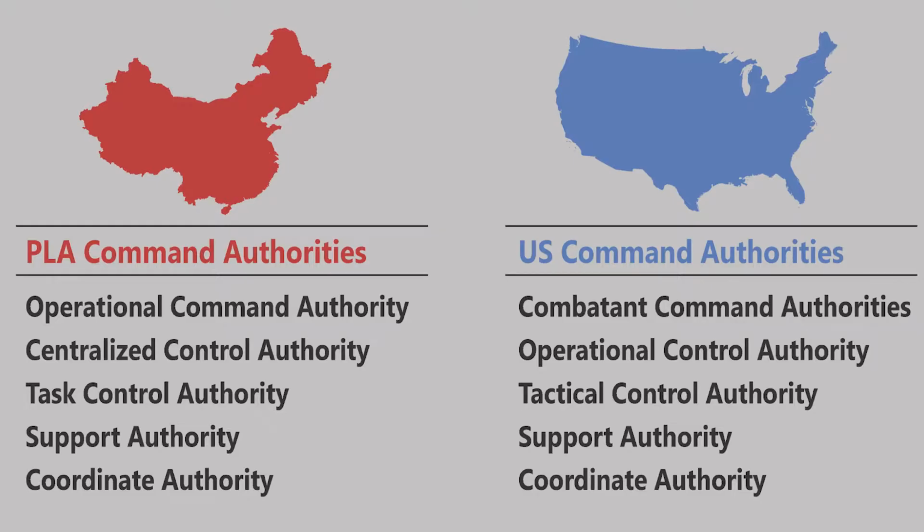The five types of command authority that support the PLA are: 1. Operational command authority, which is roughly analogous to the US's combatant command authority. 2. Centralized control authority, which is roughly analogous to the US's operational control authority. 3. Task control authority, analogous to the US's tactical control authority. 4. Support authority, similar to the US's support authority. And 5. Coordinate authority, which is like the US's coordinate authority.